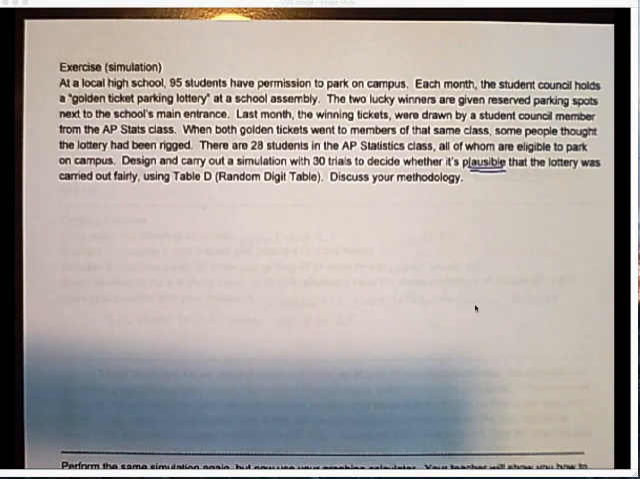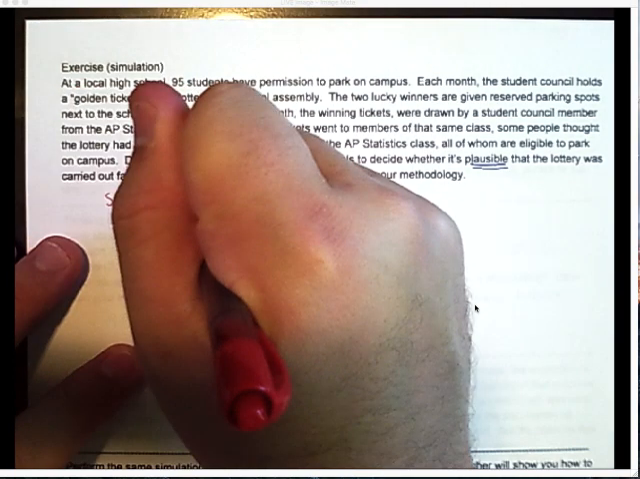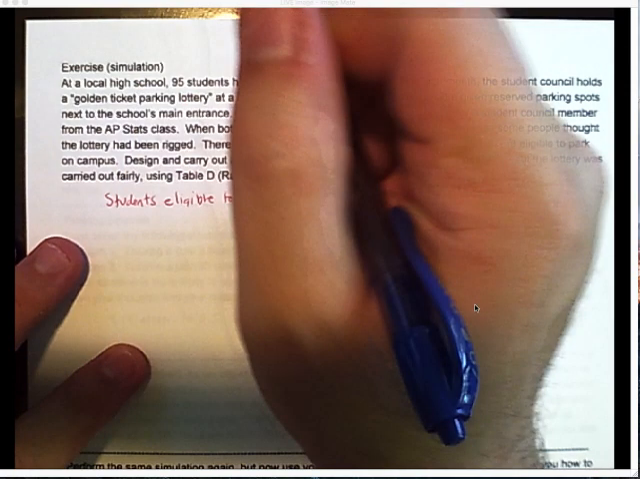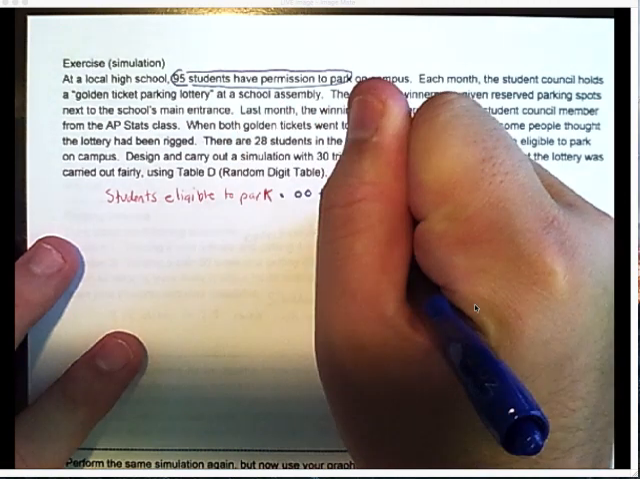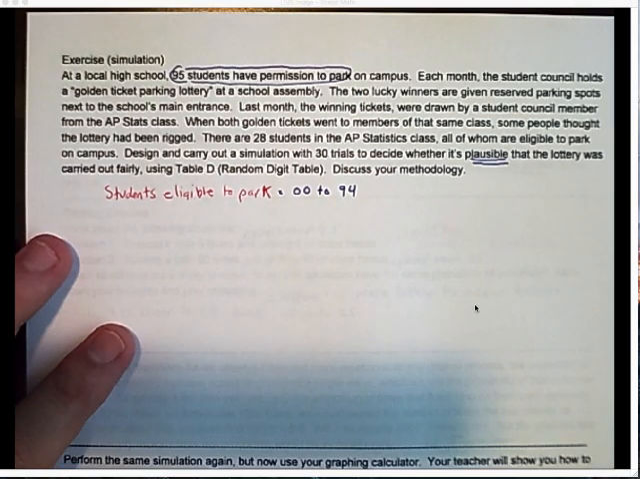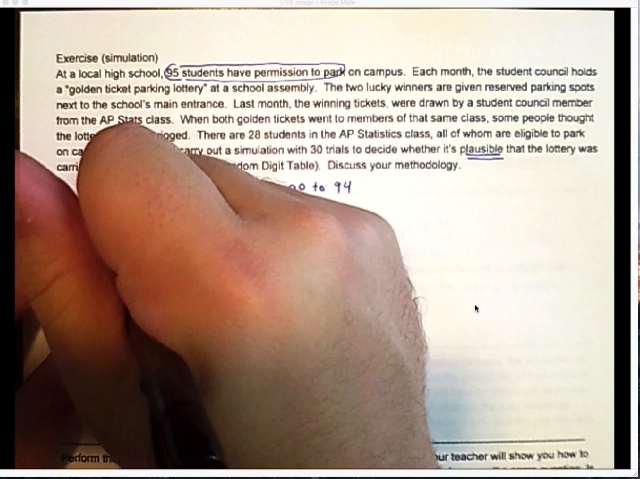Okay, so here's what we're going to do. First thing we have to do is make a rule. We need to make a simulation that mirrors this situation. So we're going to let the students eligible to park, there's 95 people, 95 students have permission to park. I'm going to let the numbers 00 to 94, that's actually 95 values, represent the students eligible to park.